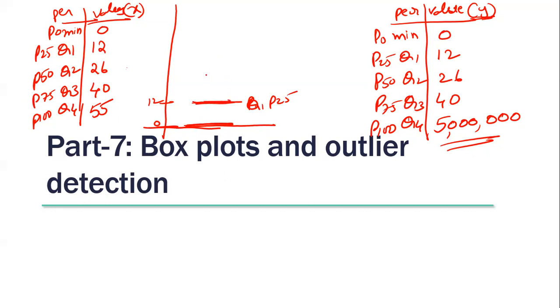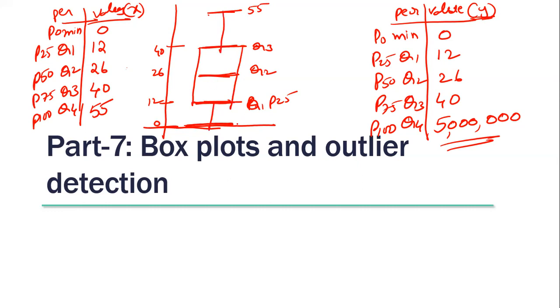Then the 50 percentile value is how much? Around 26. This is P50, which is also known as Q2. The 75 percentile value is 40. That means 75% of the data in X is below 40. This is Q3. The maximum value of X is around 55. And we join this Q1 to Q5. This is the box plot of variable X.